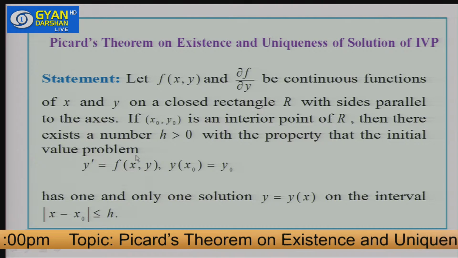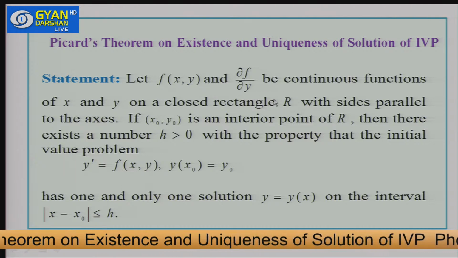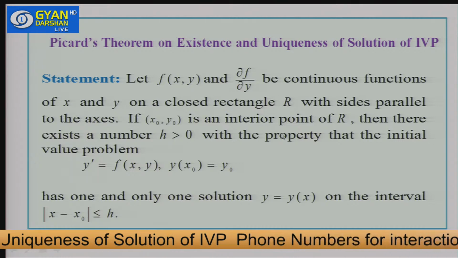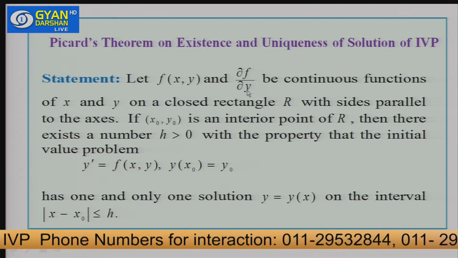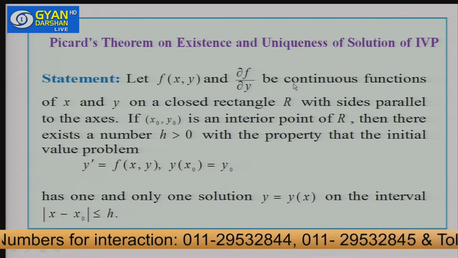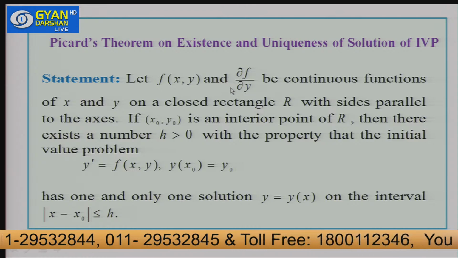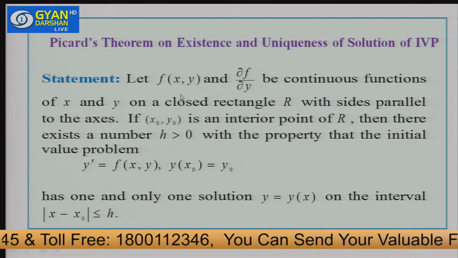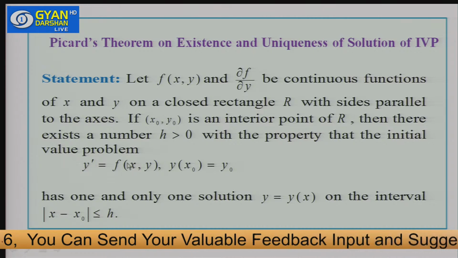So f has to be continuous on a bounded region, a bounded domain. Here this bounded domain is the closed rectangle R. And the partial derivative of f with respect to y, that is del f del y, should also be continuous. These are the conditions that have to be satisfied. These conditions are sufficient for the existence and uniqueness of the solution of this equation.